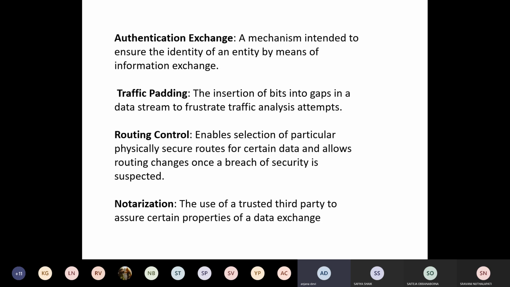It is also one of the security mechanisms, a specific security mechanism. This comes under specific security mechanisms.